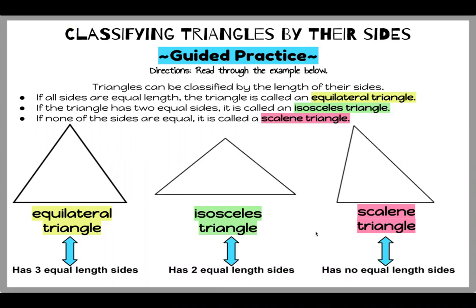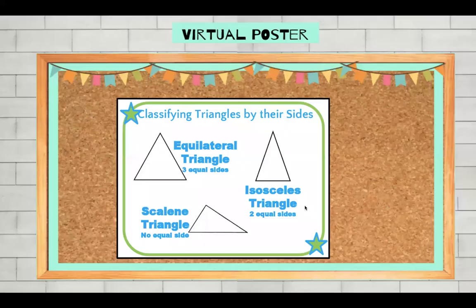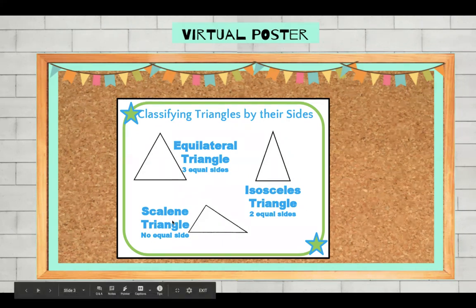And then we have what's called a scalene triangle, which has no equal length sides. All the side lengths are a different measurement. Okay, this is review. Here are some examples of those. More examples. Here's an equilateral triangle, isosceles triangle, and a scalene triangle.